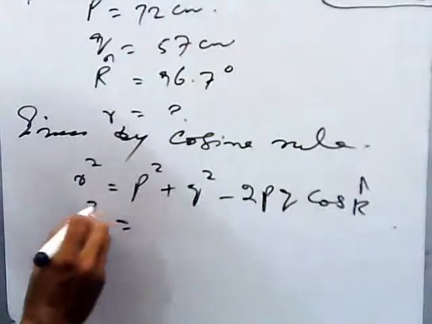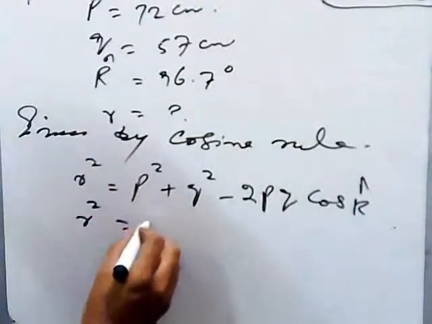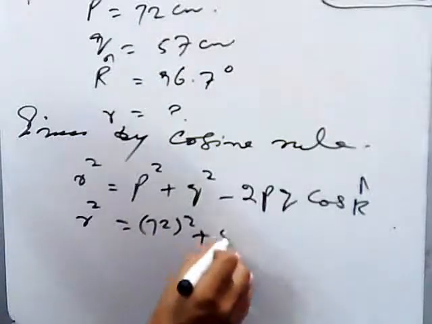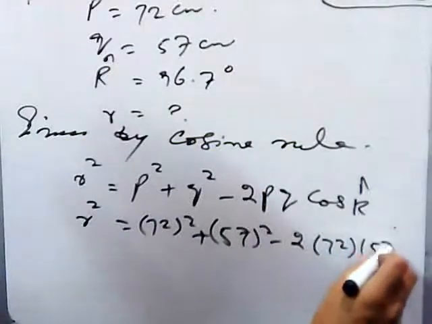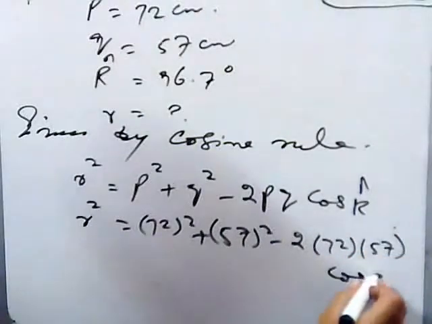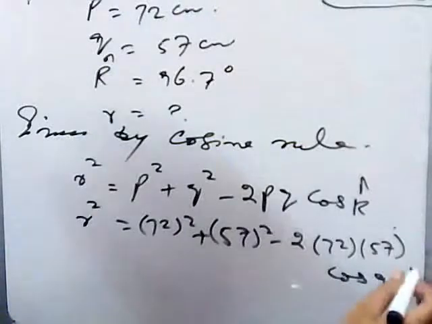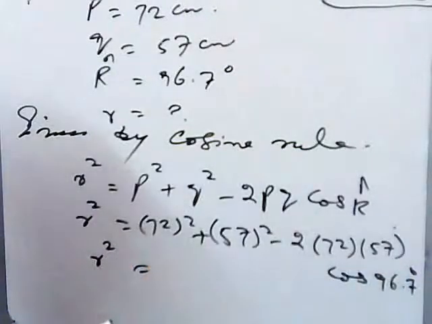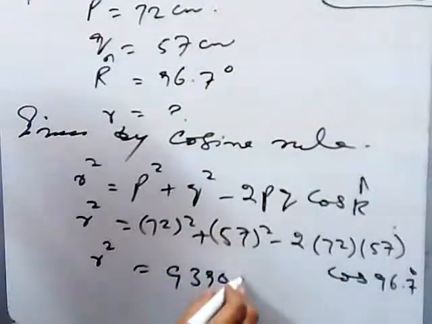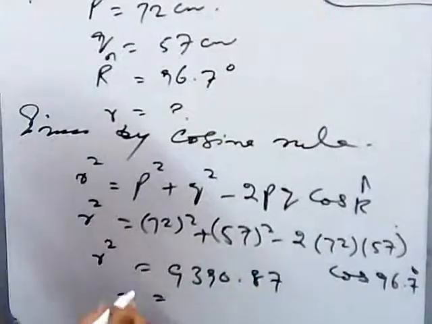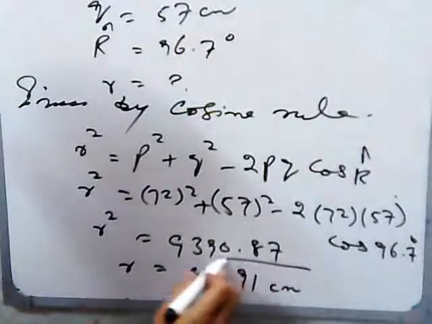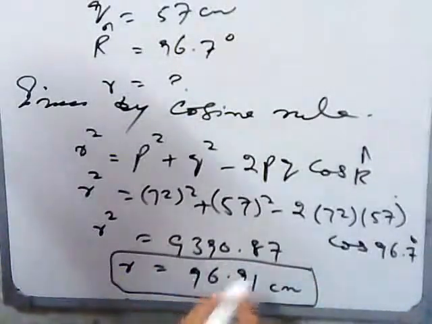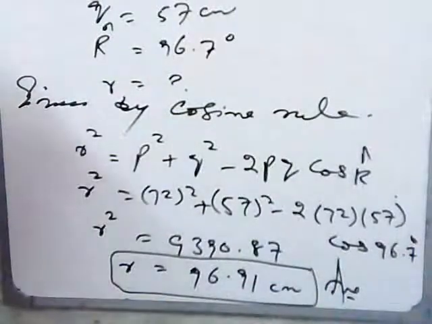So putting the values, r square, the value of p is 72, q is 57, cos of 96.7 degrees. After simplification the value of r square is 9390.87, so the value of r is 96.91 centimeters, because we have to take the root. This step is very ordinary and you are well familiar with this step.